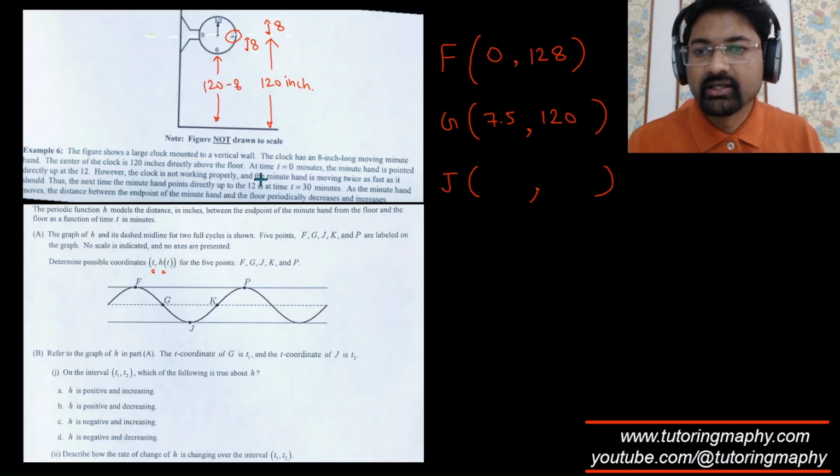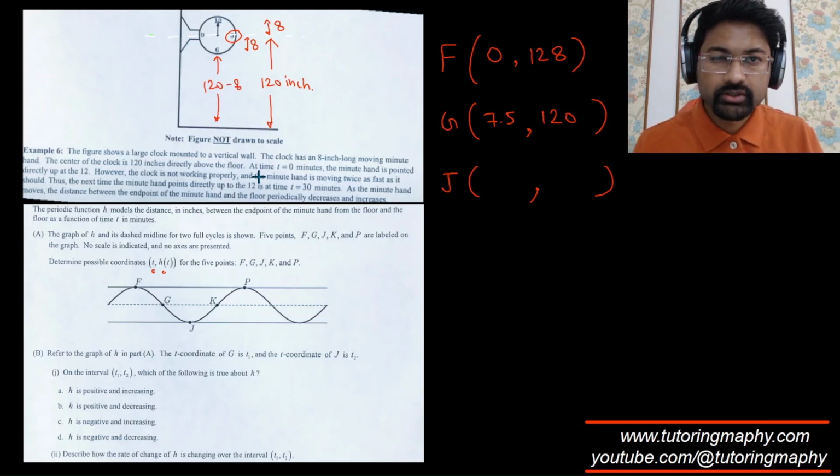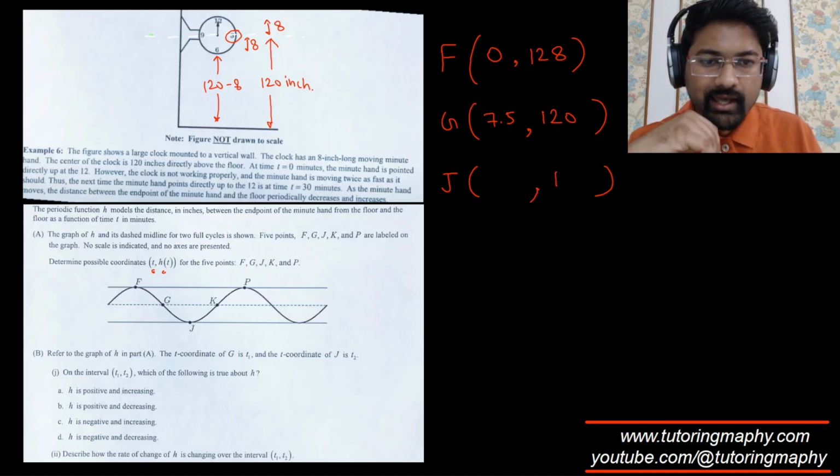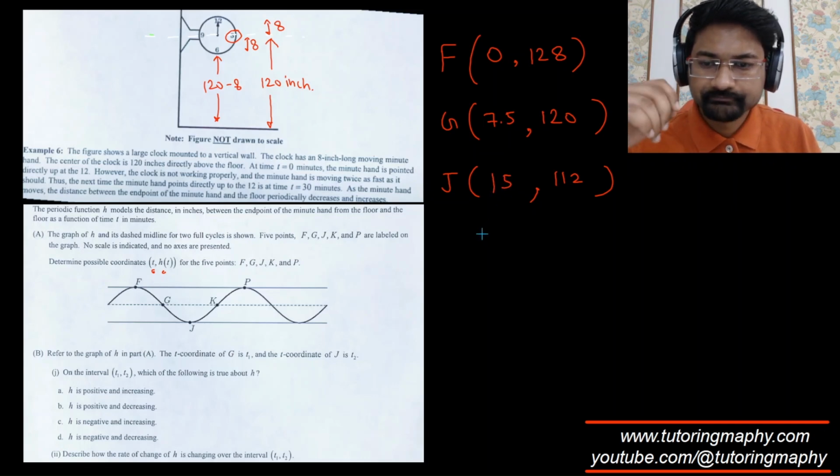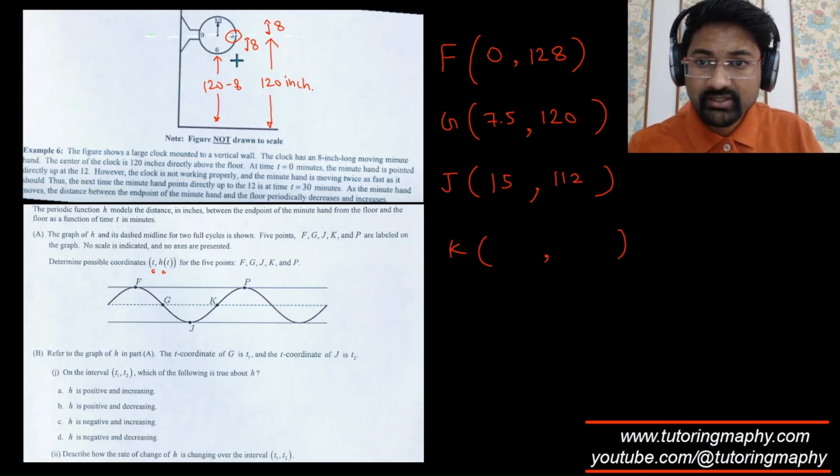So this is going to be the height from the floor, which is 112. And what is the time? It's another 7.5 minutes, which is obviously 15 minutes. Then we have k. It's very easy now. K is once again at the same position. It is at the 9.